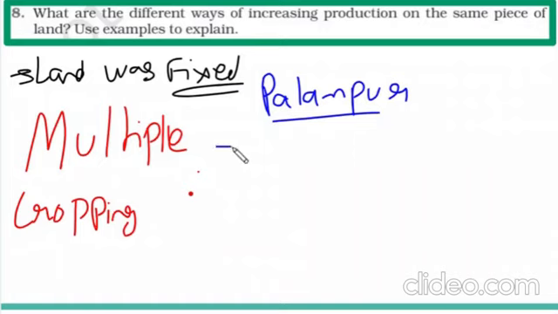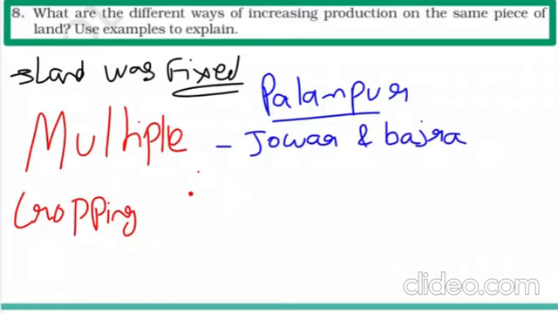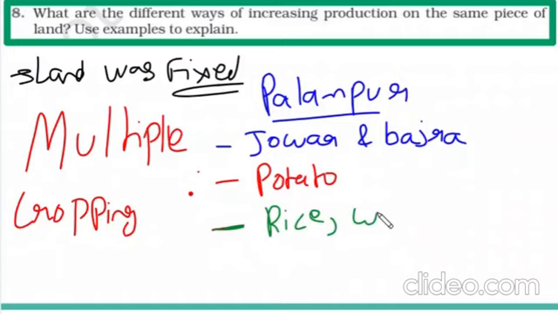So first in the rainy season, for the kharif crops, what are they growing? They are growing jawar and bajra. After that, in October to December, they are growing potatoes. And in the winter season, the rabi crops, they are growing wheat. So this is how multiple cropping is done in Palampur also.